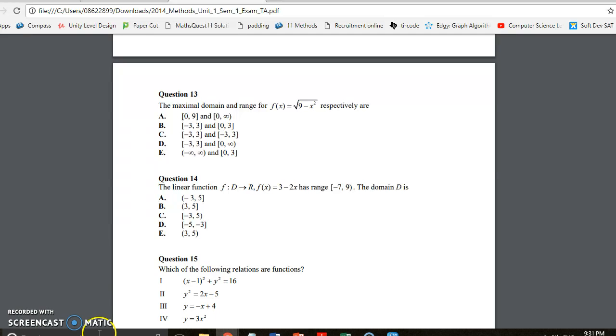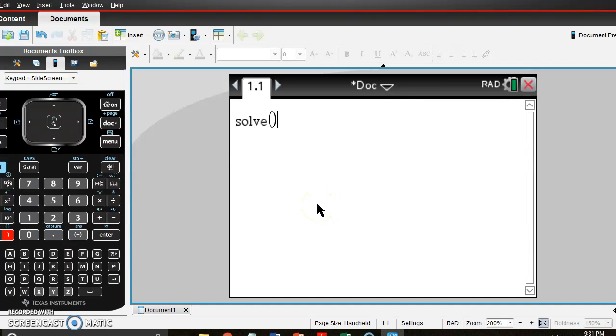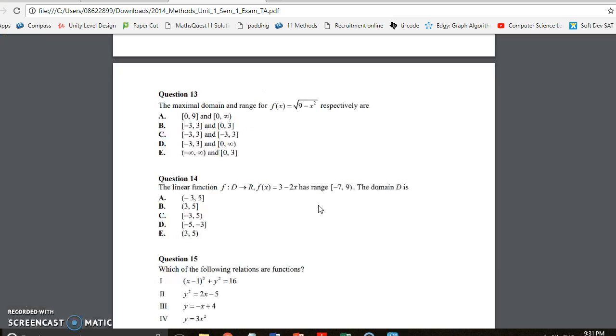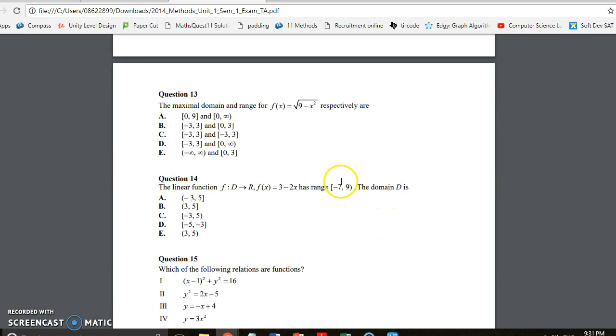Anyhow, what we're doing is letting this equal the y value and then solving for x, and that'll give us the corresponding x value. Let's try this again. Solve -7 equals 2 minus 3x for x. And it's at 5. So where this is -7, x is 5.